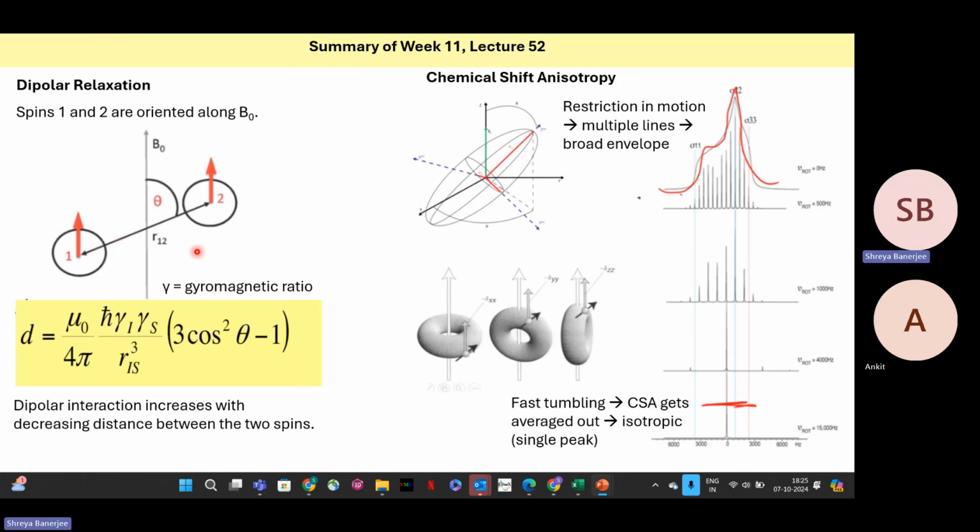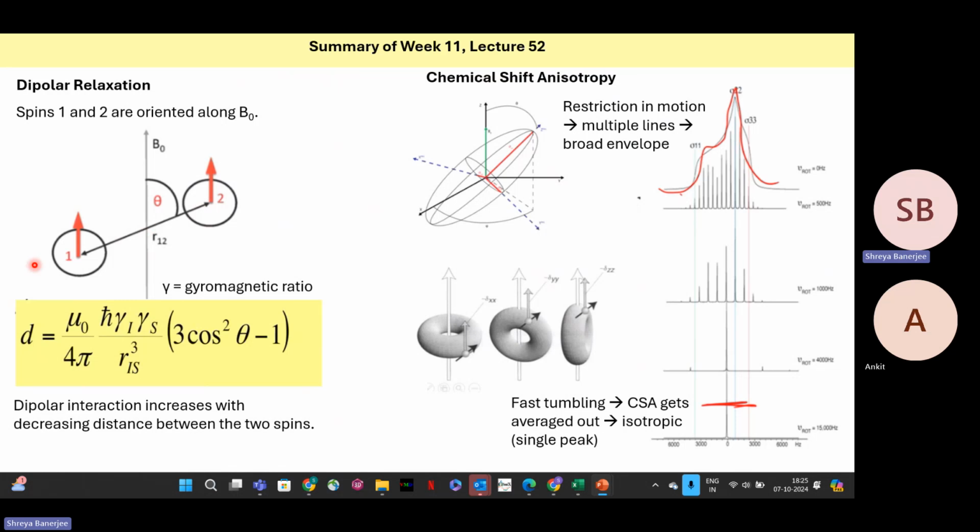So now in dipolar coupling, there is a certain formula by which D, that is the dipolar relaxation, is defined as a constant mu0 by 4 pi into h bar, the Planck's constant. Then the gyromagnetic ratios of the two spins 1 and 2 are multiplied, and it is divided by the distance between the two spins cubed. And there's also an angular dependence on theta, which is 3 cos square theta minus 1.